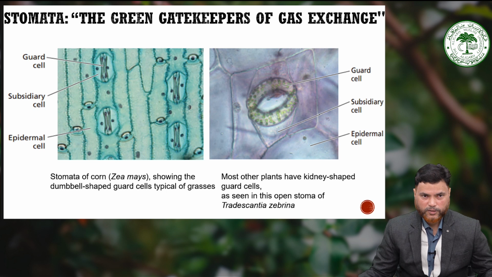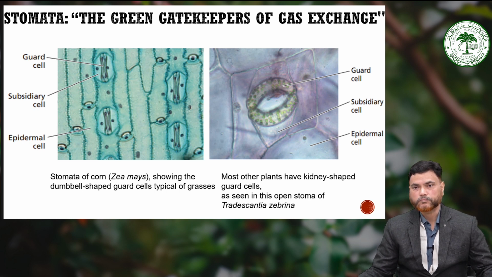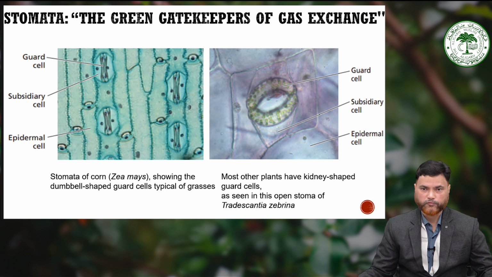Now, what are the stomata? The green gatekeepers for gas exchange. So you see in this figure, on the left side, the stomata of corn showing dumbbell shaped guard cells, whereas this is the stoma of Tradescantia zebrina. This is a dicot, and you see that these stomata comprise about 15 to 40% of the total leaf volume.